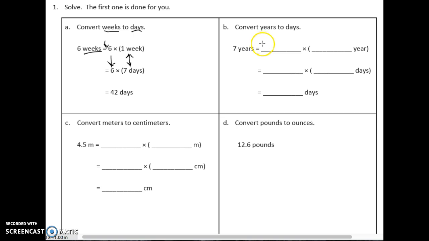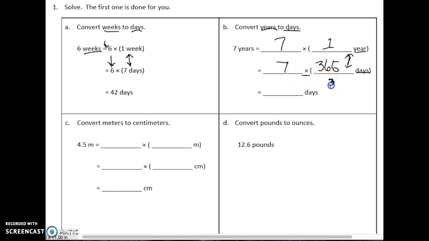Let's take a look at converting years to days. So we're looking at these two nouns, years to days. If we have 7 years, what we're saying is we have 7 sets of 1 year each. And so then we can say we still have our 7 sets, but let's change it. If we're going to go from years to days, we want these to be equal to each other. We know that 1 year is actually 365 days, and that those are the same. So now what we can do is say we're going to multiply them.